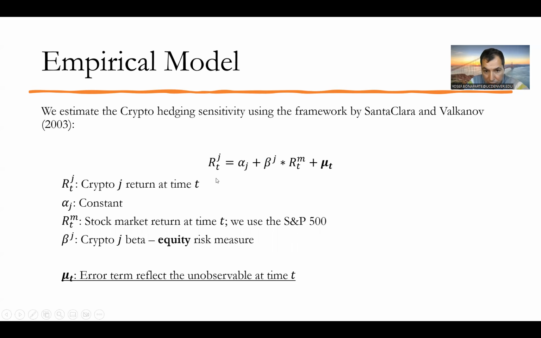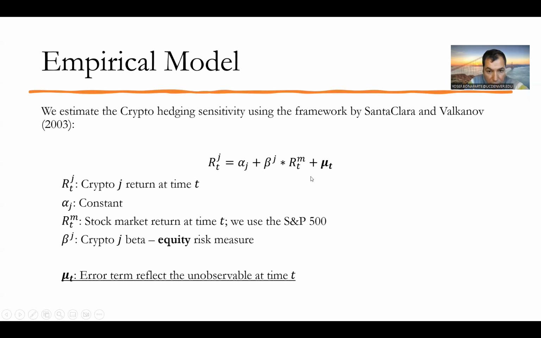RTG is the crypto return, equal to alpha as a constant. Alpha J is constant for coin J, and beta J is the movement between market return and crypto return, and MUT is the unobservable. And beta J is called the crypto beta for equity, how much the risk of the equity market adds to crypto.